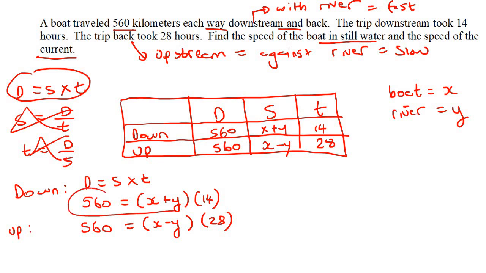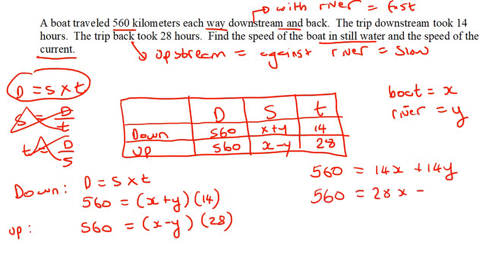So I'm just going to multiply both of these out, so just get rid of the brackets. You're going to end up with 560 is equal to 14x plus 14y. Then for the other one, you're going to end up with 560 is equal to 28x minus 28y. And so there are our two equations.